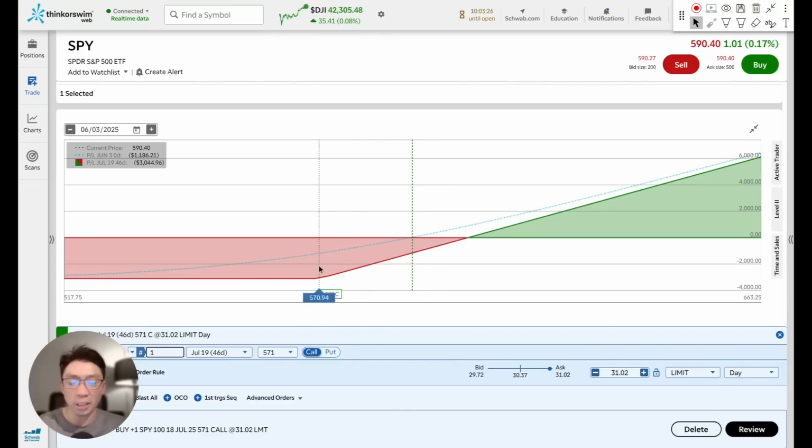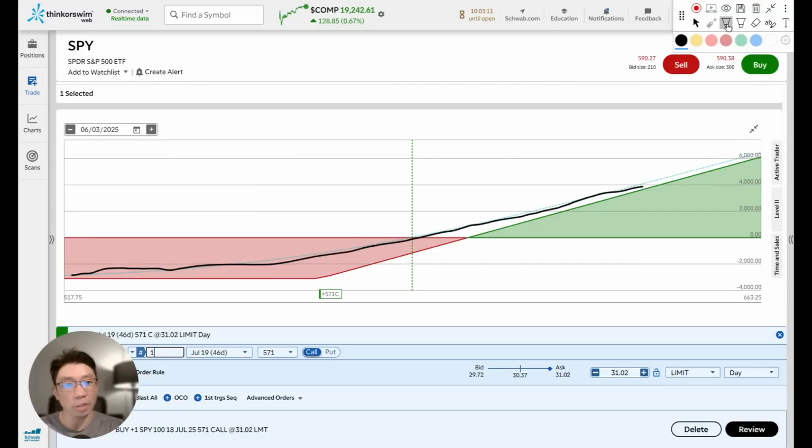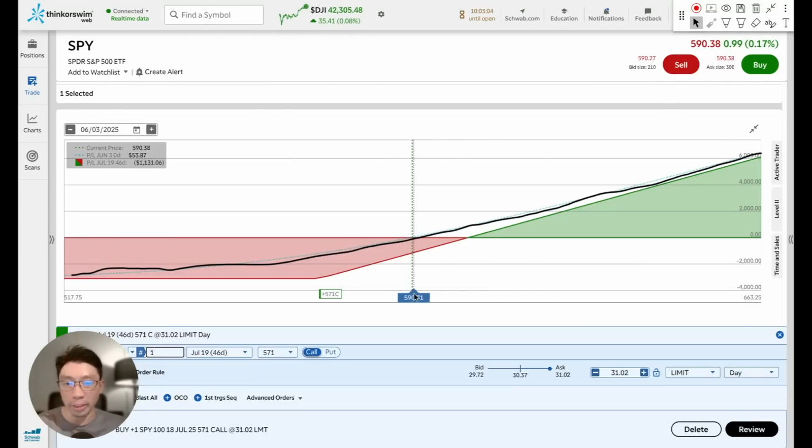You can see it's very similar to the zebra, but what I want to show you is this blue dotted line down here. I'm not too sure whether you can see it, so I'm just going to draw over it so you can see how this blue line looks. This blue line down here actually depicts the P&L for the current day. That means on the day that you put it on, this is going to be the P&L depending on where the market actually goes to.